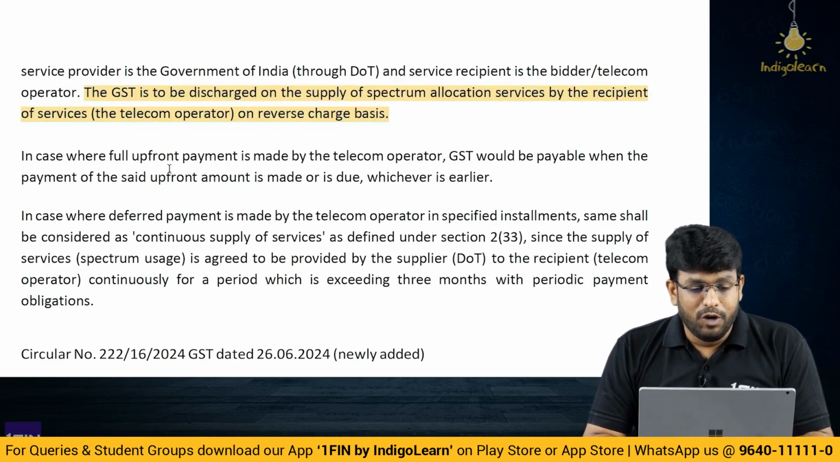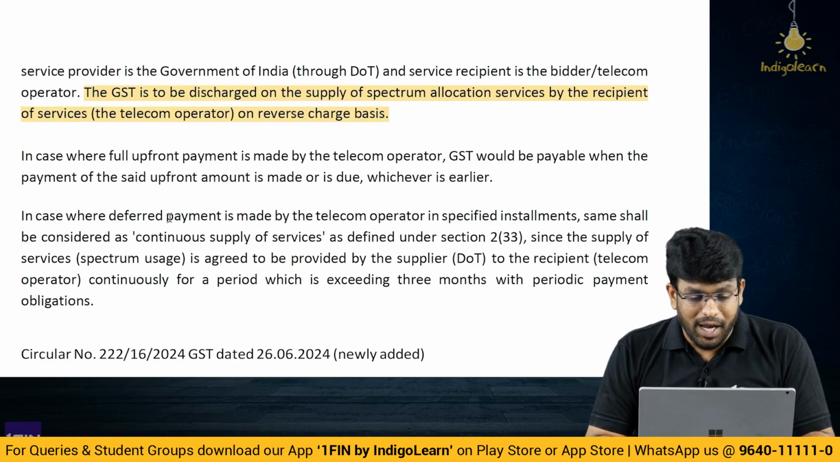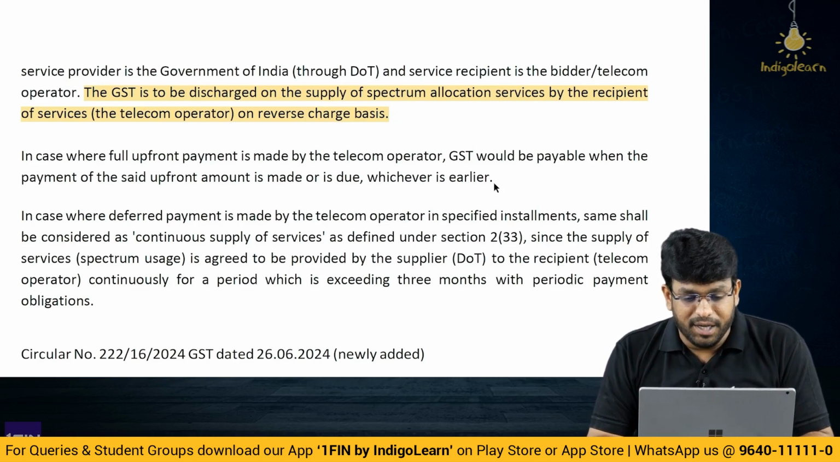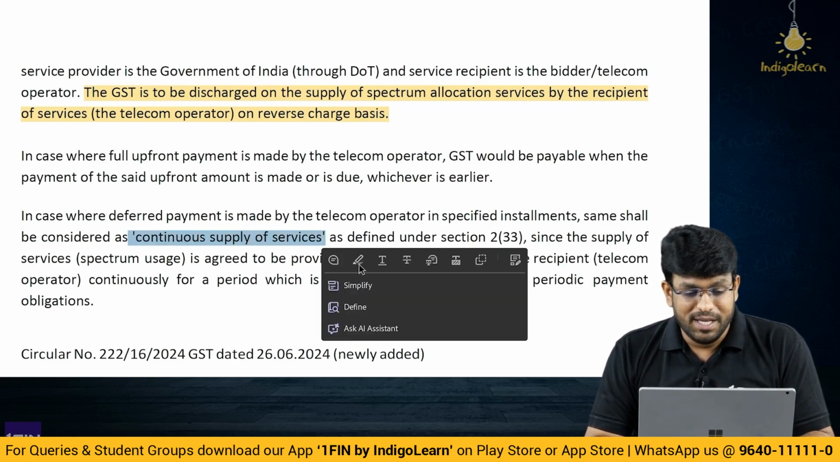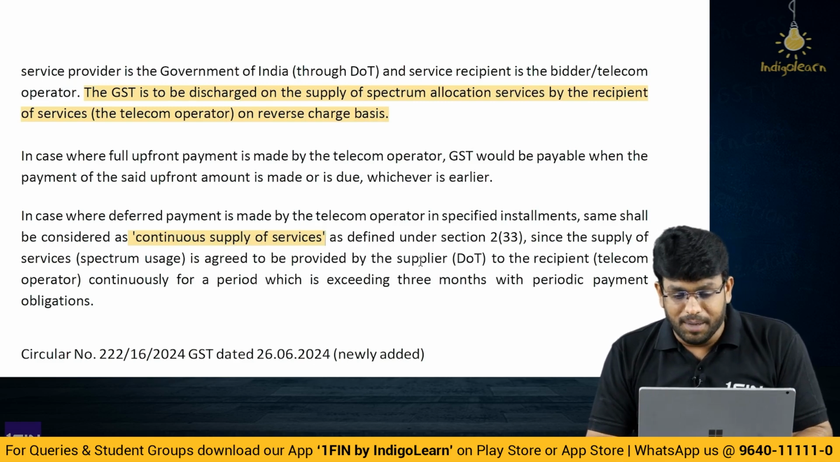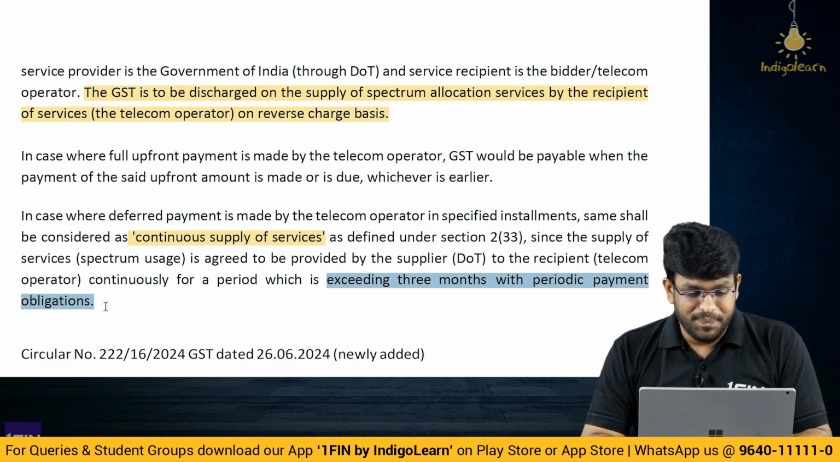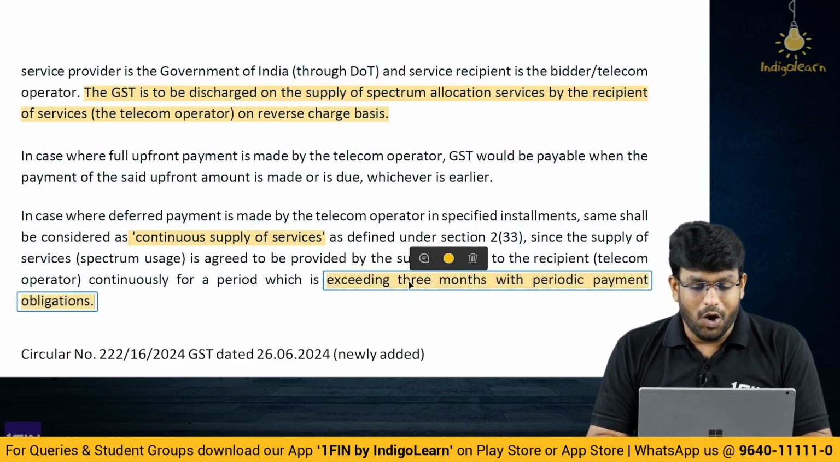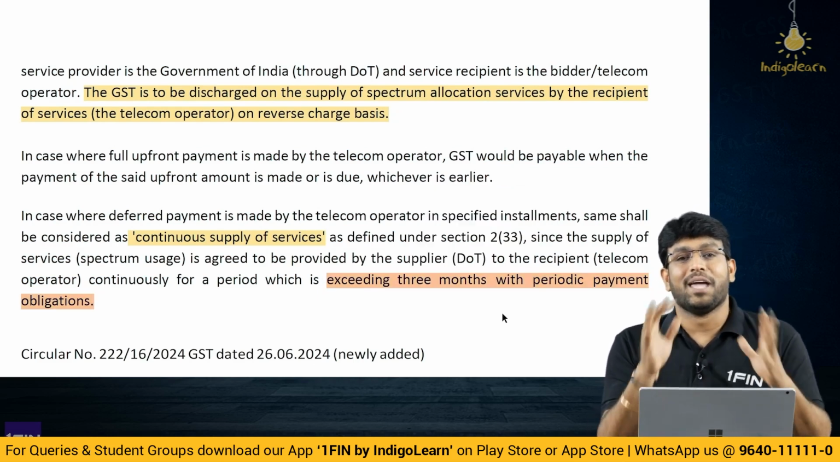In the case where full upfront payment is made by the telecom operator, GST would be payable when the payment of the upfront amount is made or is due, whichever is earlier. And in the case where deferred payment is made by the telecom operator in installments, the same will be considered as continuous supply of service, since the supply of spectrum usage services is agreed to be provided by the Department of Telecommunication to a recipient, that is the telecom operator, for a period exceeding 3 months with periodic payment obligations. So that's the story of this interesting amendment in the time of supply topic.